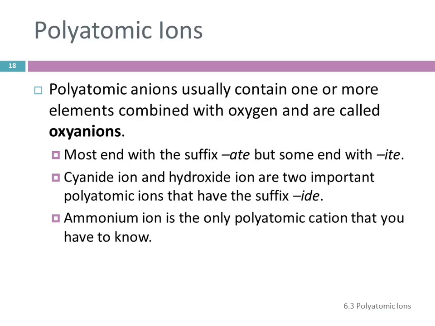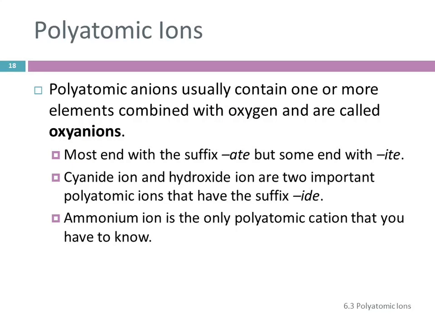We've been talking about ions, how to name them, how to write the formulas for them. We talked about monoatomic ions, ions that only have one atom in them. Now we're going to talk about polyatomic, poly being a prefix that means many, many atom ions. Polyatomic ions usually contain one or more elements combined with oxygen, and they are called oxyanions.